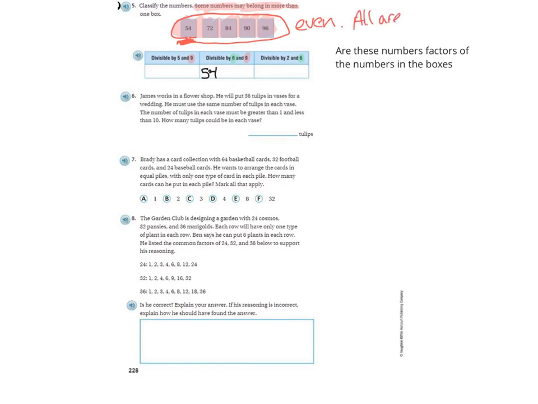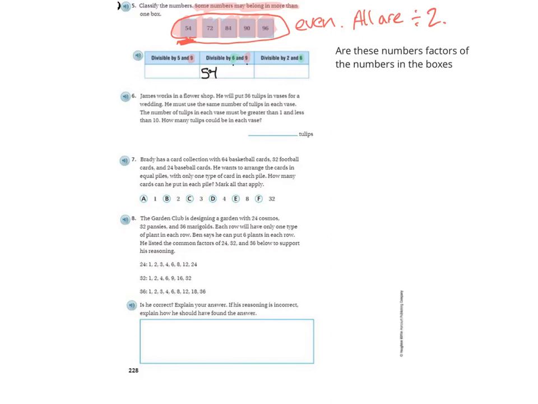All are divisible by 2. Every single one of them. Do I care what the other factor is? No, it's not what it's asking me. It's just saying, can I divide it by 2? I can. This is where your life gets really easy.